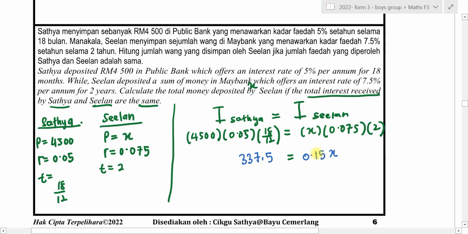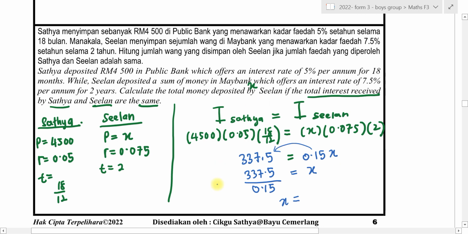Sekarang kita nak cari apa? X saja kan? X tinggal di sinilah. 337.5 kita tinggal maintain here. Here 0.15 you move here lah. 0.15 X means darab dengan X. Maka di sini kamu bahagi ya. You must know this all your algebraic expression all. Sorry, linear equation all algebraic.